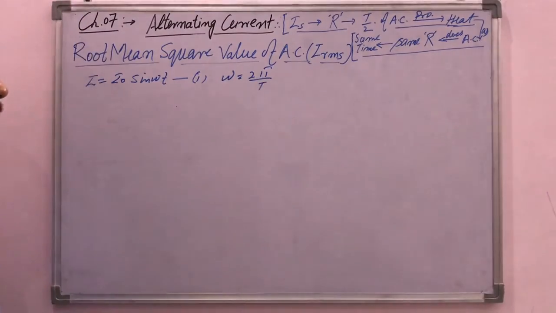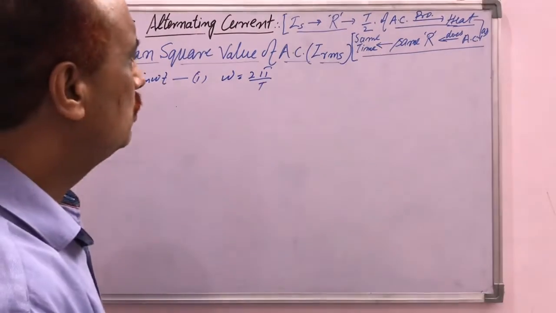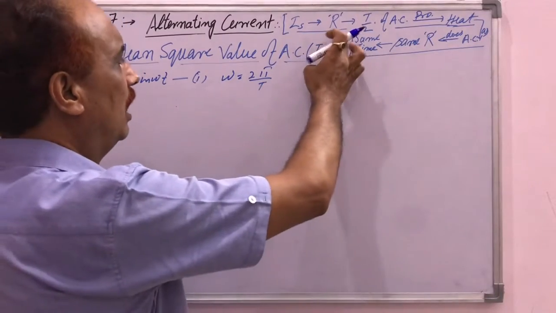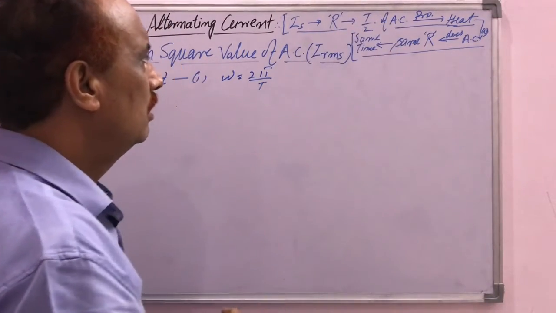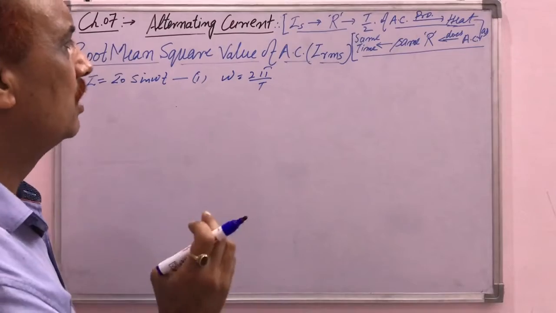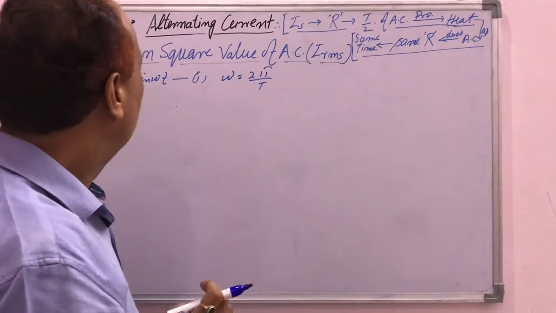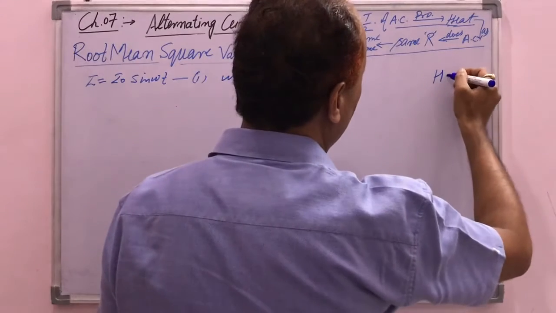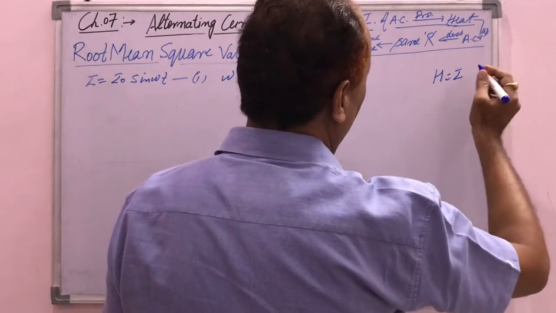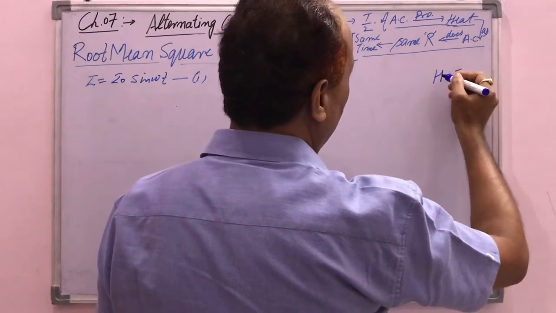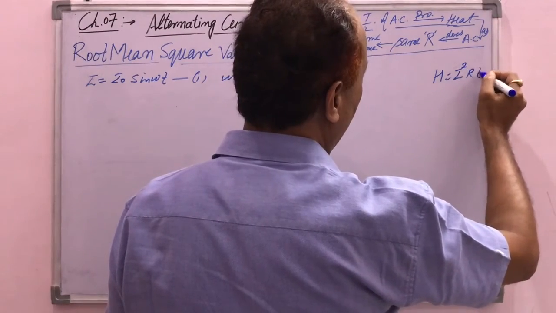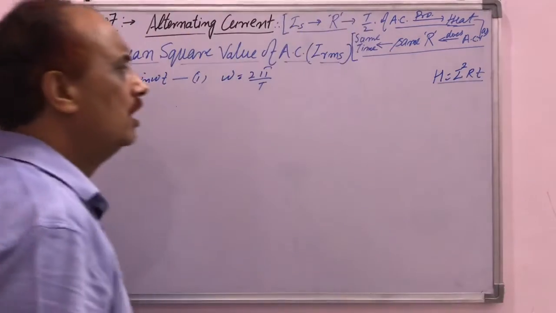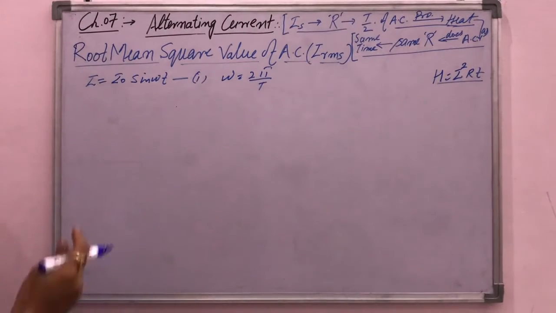Now, how much heat is produced when it passes through a resistor R in the half time interval of the AC? We know the formula for the heat produced through any resistor: H is equal to I square R T. From this formula we have to frame the expression here.